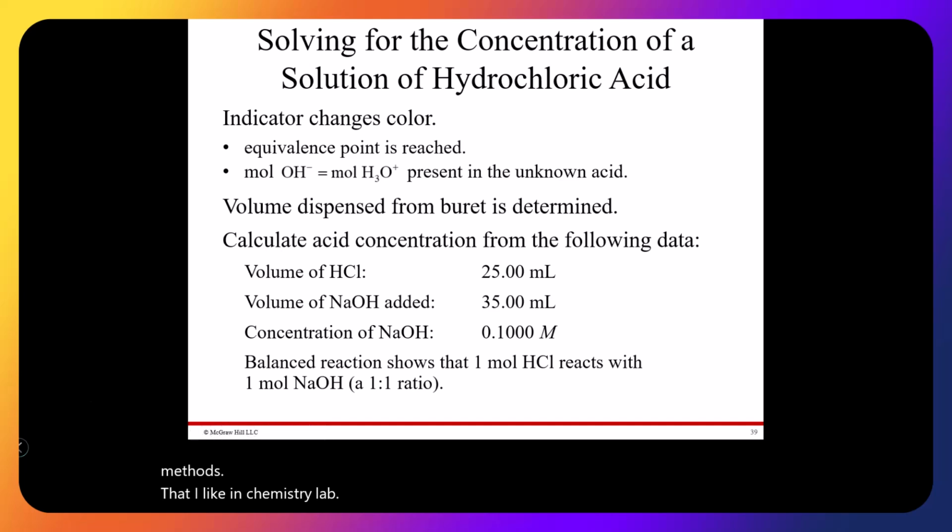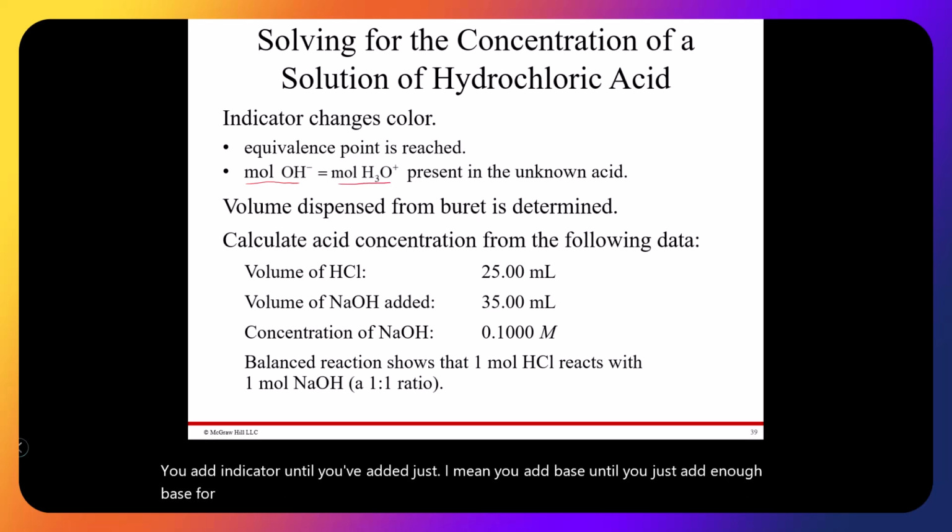So here's how it works. You add indicator, and you add base until you just add enough base for all of the hydronium or hydrogen ion to be consumed in the unknown acid that's present in the Erlenmeyer flask, which looks like that on the previous page.